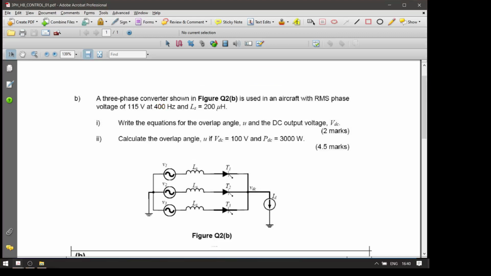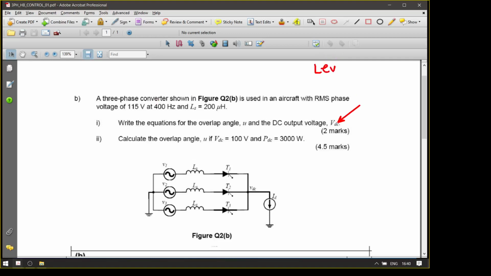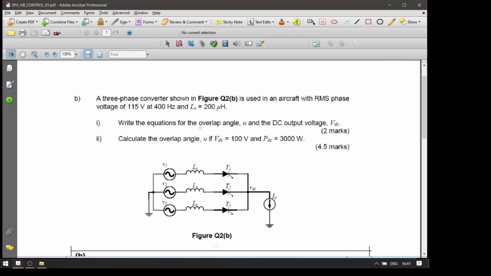Write the equations for the overlap angle. So it tests you on level 1. If you look further at Bloom's taxonomy, it is actually a knowing level, number 1, knowledge, which is you have the knowledge, and then you write the equations. So you write the equations for the overlap angle U and the output voltage VDC.